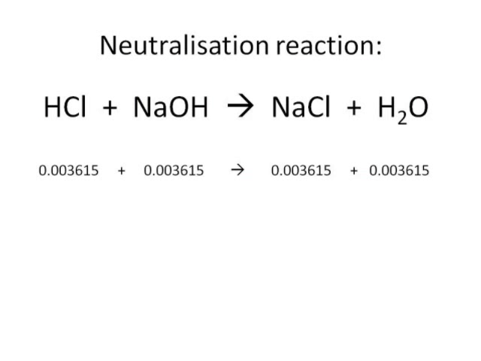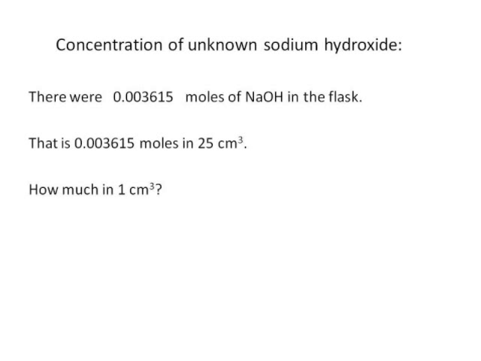Because the reaction has 1 mole of hydrochloric acid neutralizing 1 mole of sodium hydroxide, if I had 0.003615 moles of hydrochloric acid, it will have neutralized 0.003615 moles of sodium hydroxide. So that is how much sodium hydroxide was in the flask. If there was that much in the flask, and the flask contained 25 centimeters cubed, then I simply divide by 25 to get how much was in each centimeter cubed.